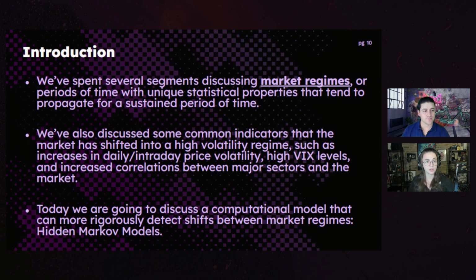And we've talked about some of those common indicators, such as increases in intraday or daily price volatility, high VIX levels, and increased correlations between major sectors in the market. We see major sectors like tech and energy start to become more correlated to the market during these periods, although obviously with gold and bonds there are ways to diversify against that increased correlation. But today I wanted to talk about a computational model that can be used to more rigorously detect those regime shifts and the unique statistical properties we talked about, and they're called hidden Markov models.